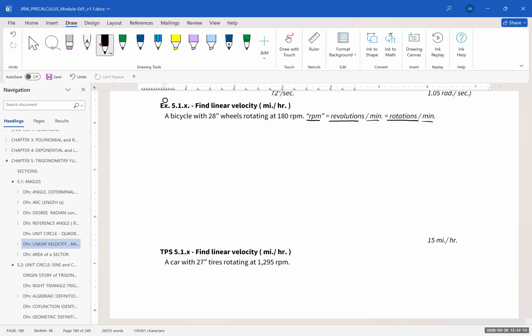Okay, so let's take a look at our scenario here. So we've got a bicycle tire. Okay, so there are the forks.